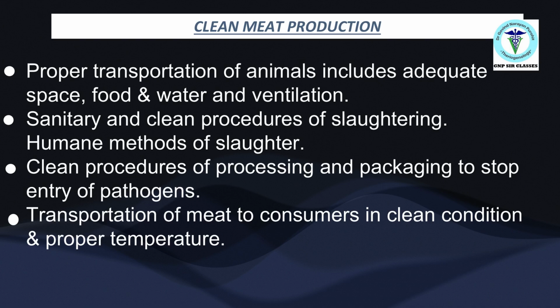The essentials of clean meat production include: proper transportation of animals, including adequate space, food and water, and ventilation. Sanitary and clean procedures of slaughtering. Humane methods of slaughter. Clean procedures of processing and packaging to stop entry of pathogens. Transportation of meat to consumers in clean condition and proper temperature.